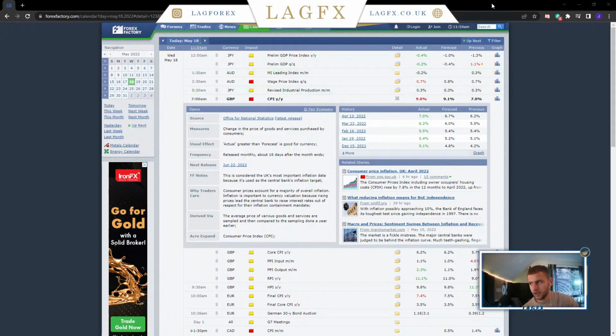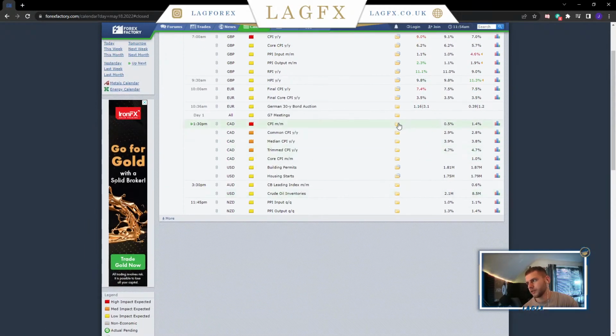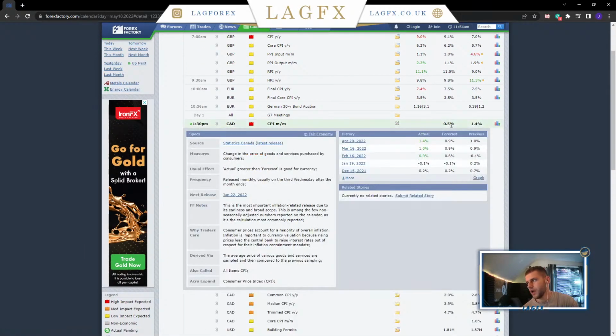So there we have that. Obviously looking at Canada, forecasted is 0.5%. So realistically for them, nothing too concerning, just because that would not indicate that inflation has risen massively, and actually, if anything, has gone down a lot since the last month.